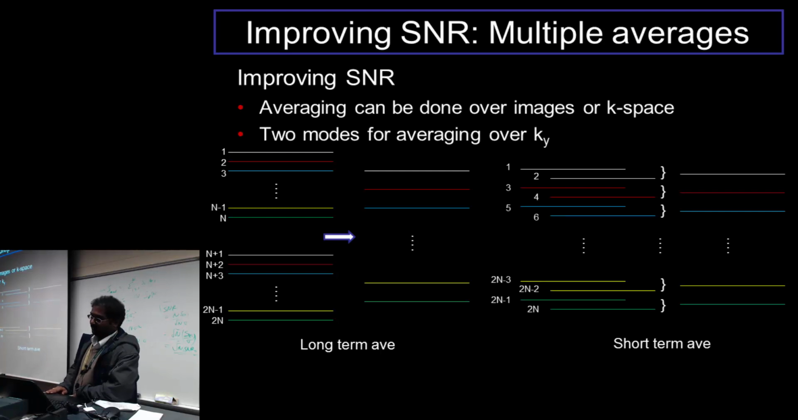Practically speaking, both of them can be done, but typically to save memory, you can do the first line and then acquire the same line without changing the phase encoding step the next time, and then just add them up. That's called short-term averaging, and that helps you save memory. In that way, you won't be saving the individual acquisitions. You will basically end up with the averaged output rather than the individual acquisition images.